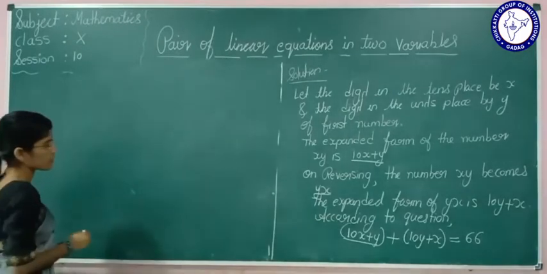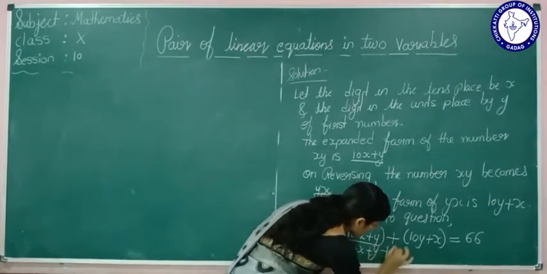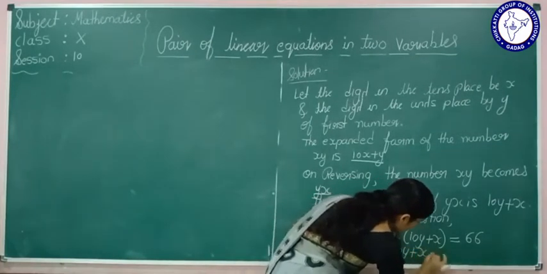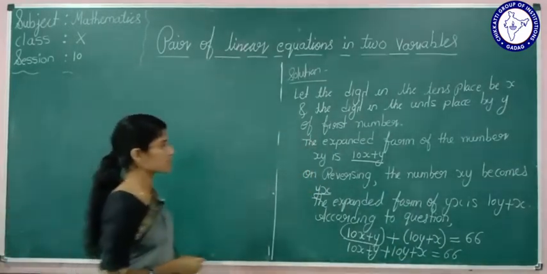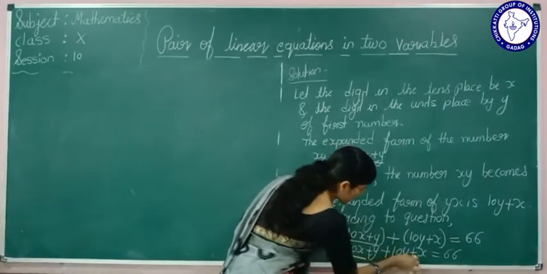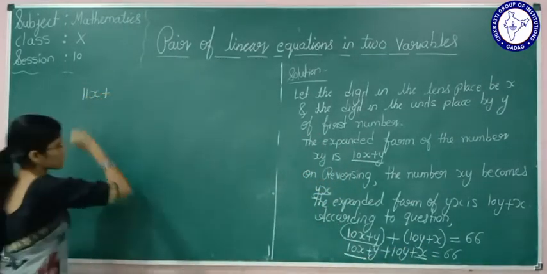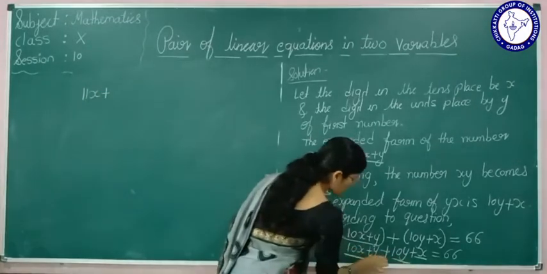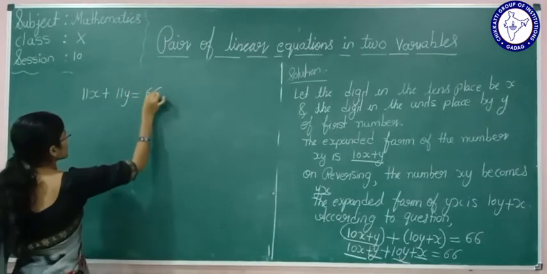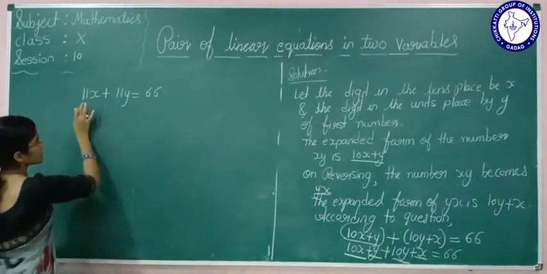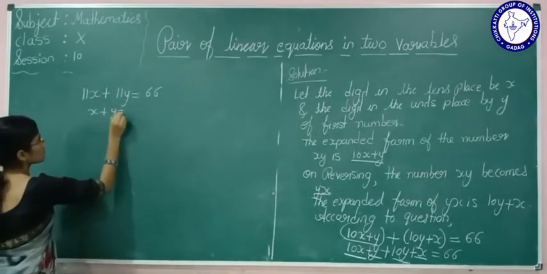Okay, on solving, what will we get? 10x plus y plus 10y plus x is equal to 66. Now, like terms can be added in algebra. What is 10x plus x? It is 11x. Plus, what is 10y plus y? It is 11y, equal to 66. We can divide this whole equation by 11, yes or no? It will become x plus y is equal to 6.